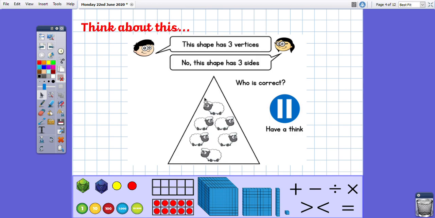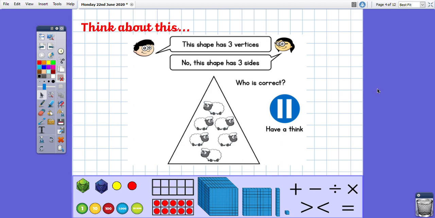I want you to have a think about this. This shape has three vertices. No, this shape has three sides. Who is correct? Is the boy correct or is the girl correct? Does this shape have three vertices or three sides? I want you to pause the video and have a think about it, okay? And then when you unpause, I will let you know.